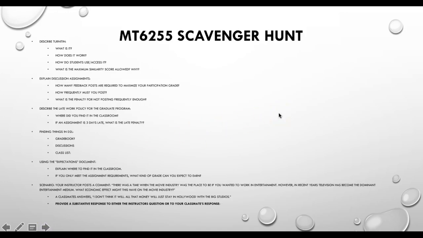Okay, so this is a scavenger hunt, and what you're going to do is you're going to describe Turnitin. What is it? How does it work? How do students use or access it? And what is the maximum similarity score allowed and why? Then you're going to explain discussion assignments. How many feedback posts are required to maximize your participation grade? How frequently must you post? And what is the penalty for not posting frequently enough?